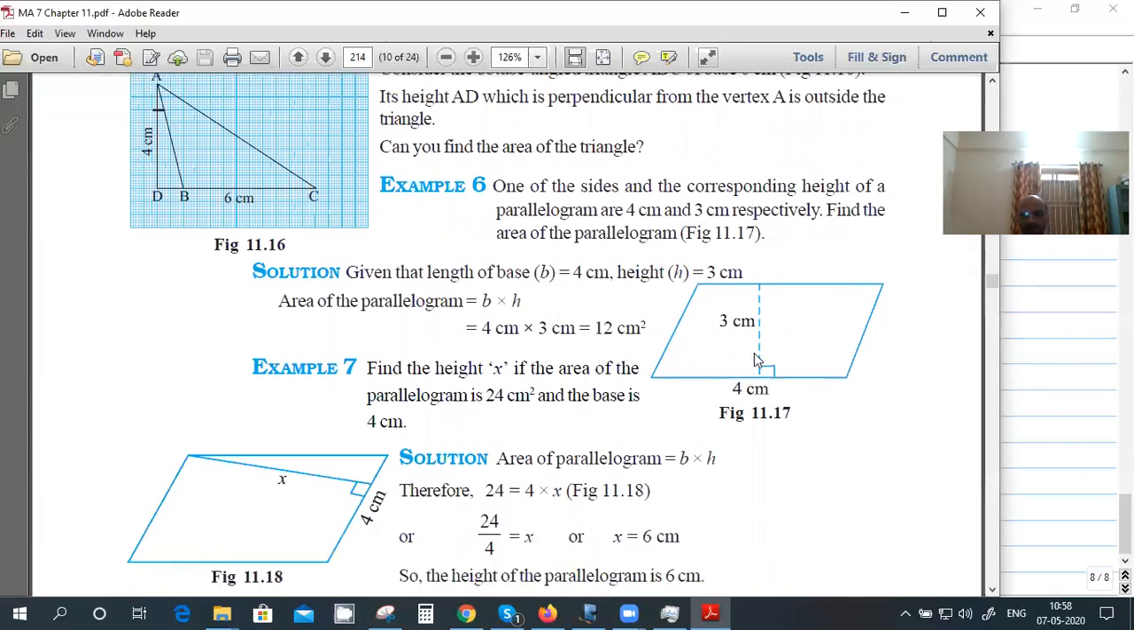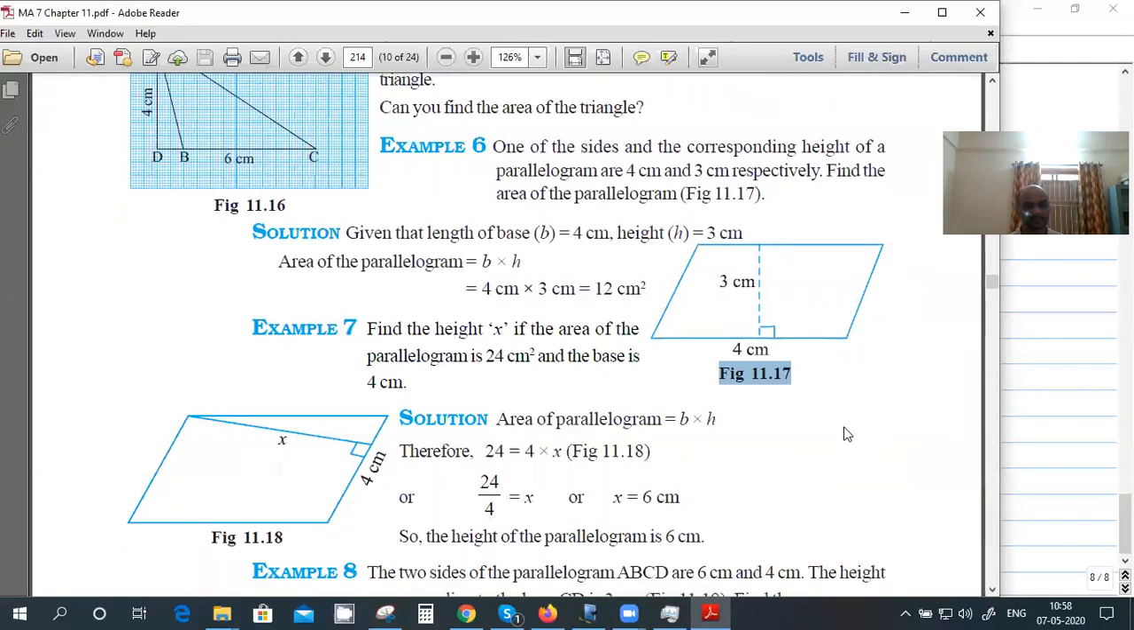What is the area of this parallelogram? So B into H. Base into height, right? Yes, sir. How much is the base? So 4. The height is 3. Okay, so from there you get the area as what? 12. Right.